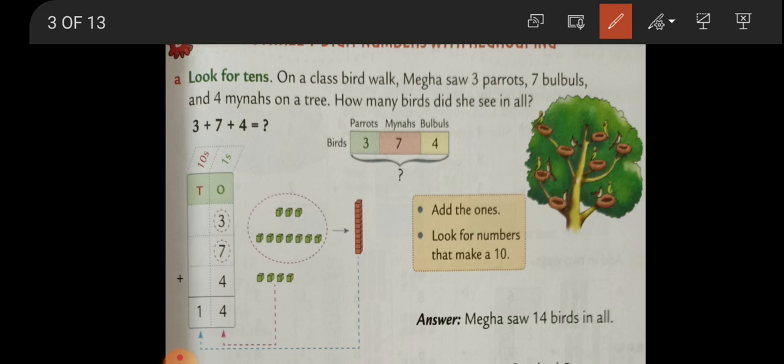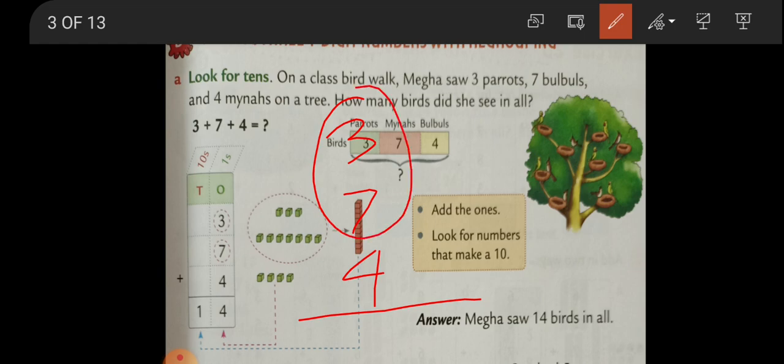So see here, it is 3 plus 7 plus 4. So what we'll do, we will search for such a number out of these three that when you calculate, you will get the total number of 10. Yes, 7, 8, 9, 10. So 7 plus 3 will give you 10. So first you find out the two numbers which after adding you will get the total 10.